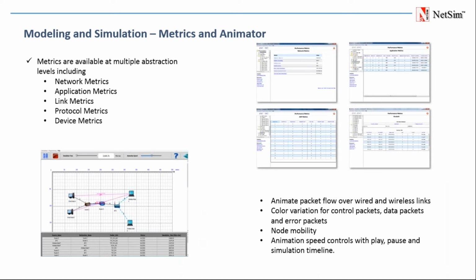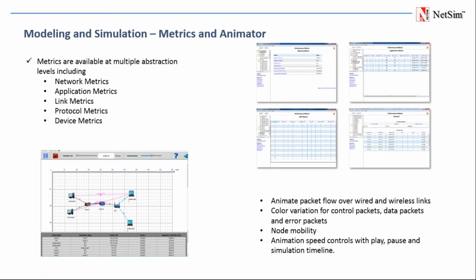Now, Netsim provides distinct quantitative metrics at various abstraction levels such as network metrics, application metrics, link metrics, protocol metrics, and device metrics. With the help of metrics, users can analyze the behavior of the modeled network and can compare the impact of different algorithms on end-to-end behavior. So in network metrics, it allows the user to view the values of the metrics obtained based on the overall network. Then in application metrics, it displays the various metrics based on the application running in the network scenario, like throughput, delay, and many more.